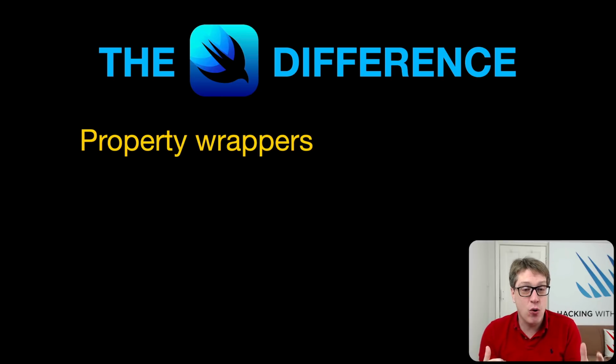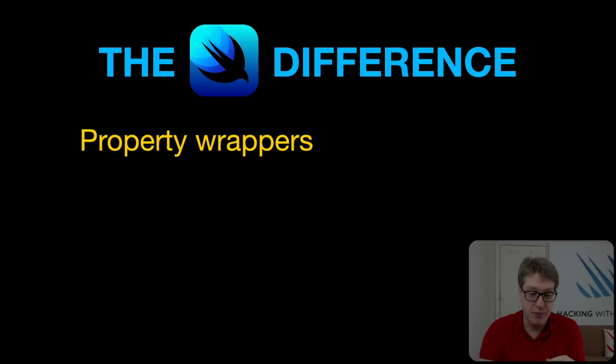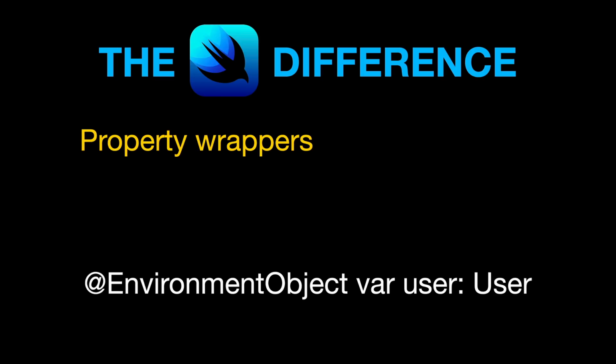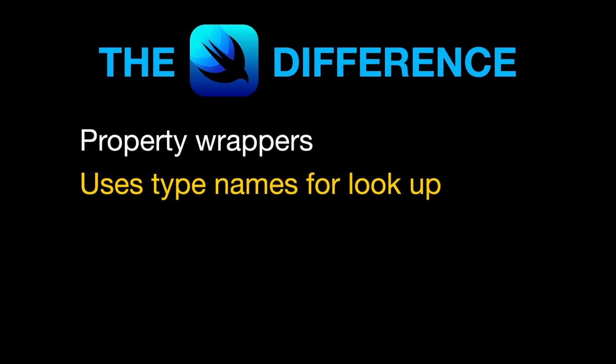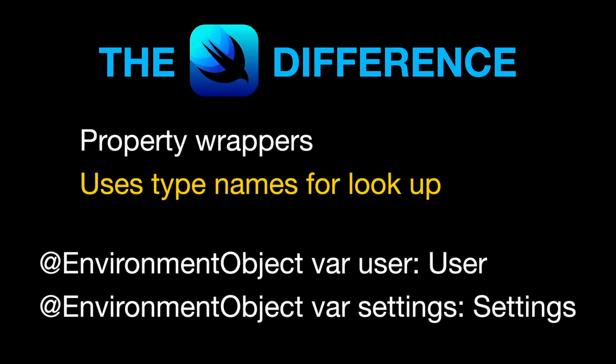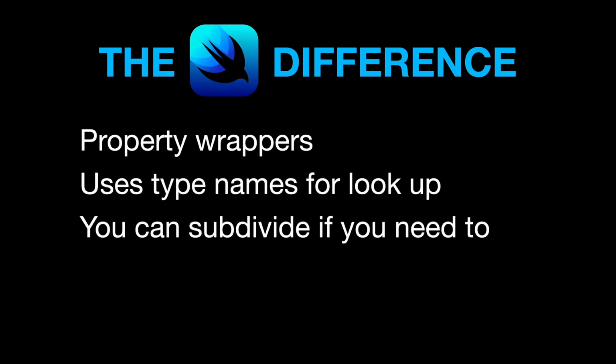And the solution, of course, is property wrappers here. It works brilliantly. It uses runtime reflection. So we can say there is an environment object of type user, and it'll find that and put it into the environment for us. It'll then use type names for the lookup, which is really, really clever. You can say, I want a user and a settings. And it'll say, well, I've got a user class and a settings class automatically and match them up to your properties. Plus, you can subdivide the environment if you need to.